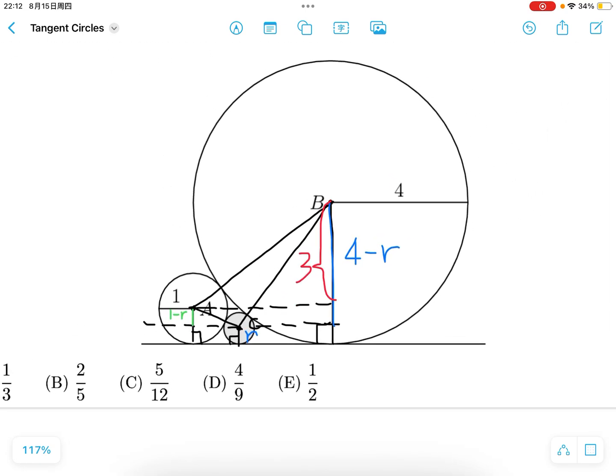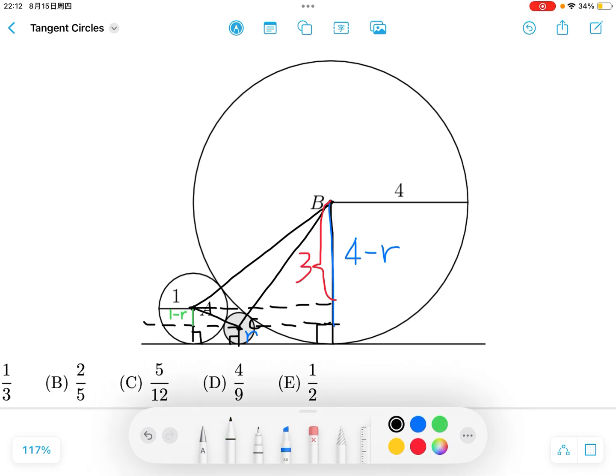So how do we actually start? Well, we start by figuring out the relationship between certain side lengths. We're going to use the Pythagorean theorem here because we have a lot of right triangles. So let's just start with this right triangle here. Let's just call this side X, so this is X also. This is Y, so this is Y also.